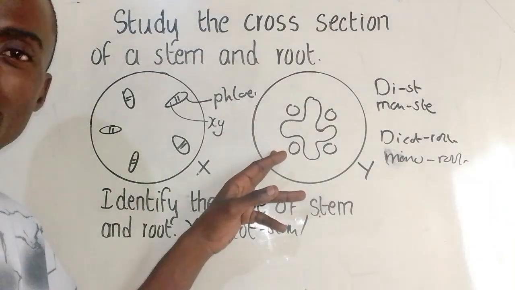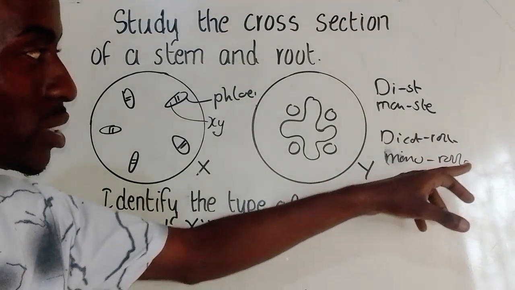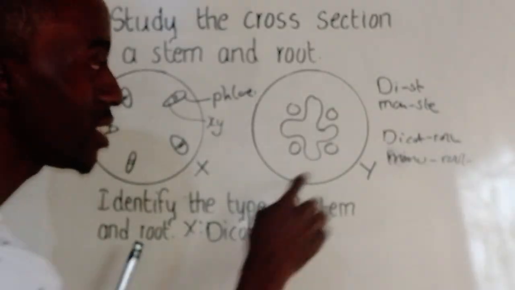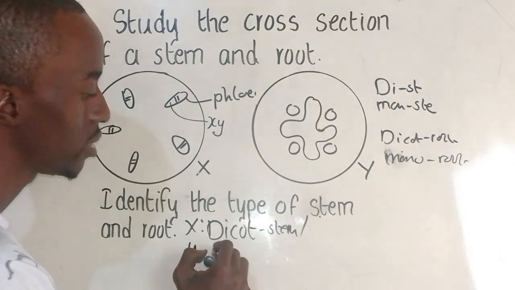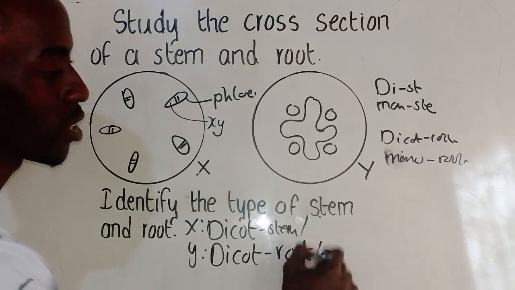Now how about this one? Remember that roots may be of two types. We have the dicot root and the monocot root. So what do you think this is? So this Y here, what is it? It is a dicot root.